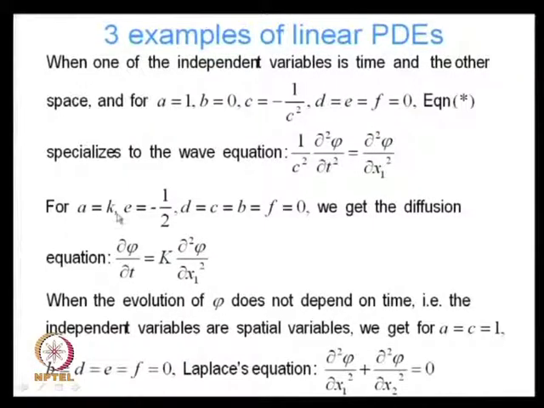For A equal to k, k being the diffusivity, E equal to minus half, and D, C, B and F equal to 0, we get the diffusion equation. For civil engineers, this is basically your equation of motion. This is exactly the equation of motion which you encounter in mechanics, solid and structural mechanics.